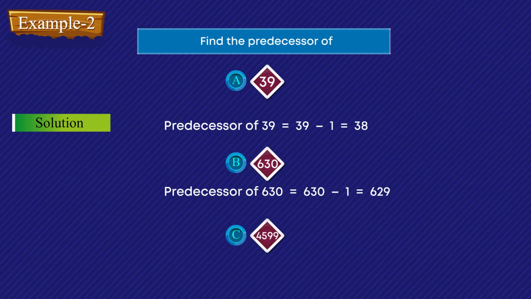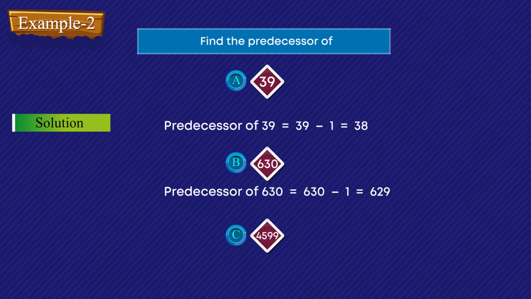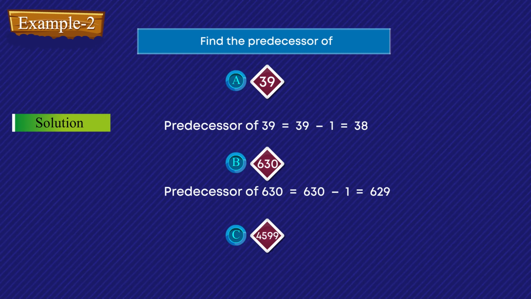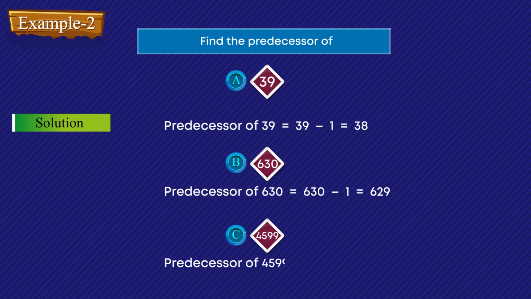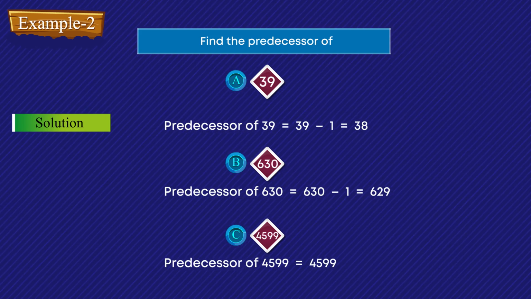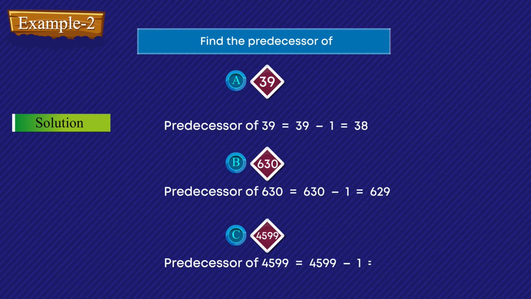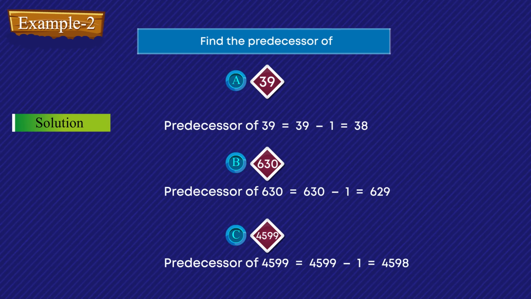C. 4,599. Predecessor of 4,599 is equal to 4,599 minus 1 is equal to 4,598.